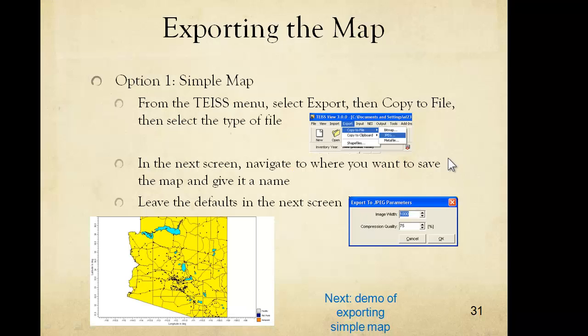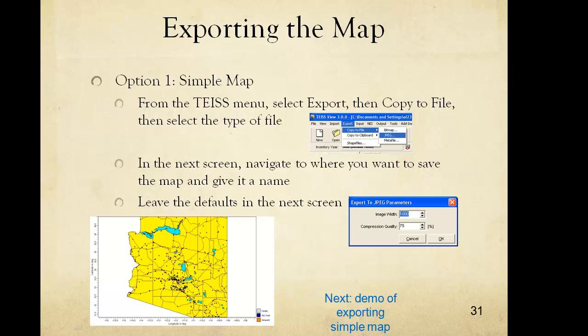Back to our slides, we're going to talk about exporting the map from TEISS, so you can use them in your QAPP and your written EI. And we have several options for exporting maps, and we're going to go over 2 of them. So for both options, you want to make sure that you zoom in on the portion of the map that you want to export, because TEISS exports what is shown on your screen.